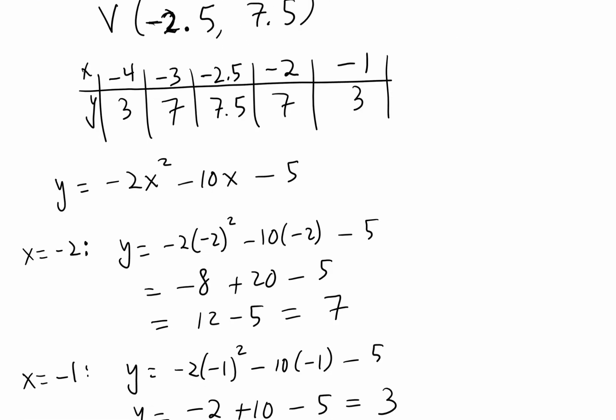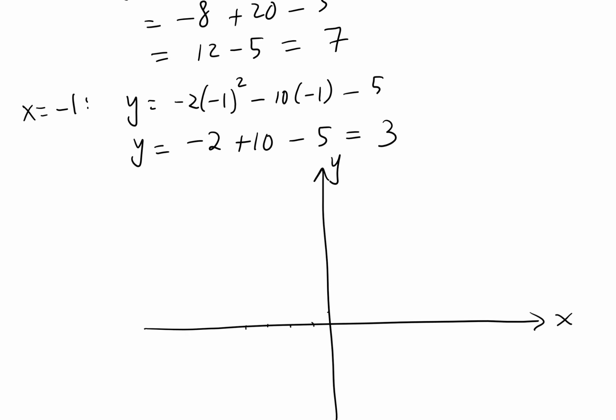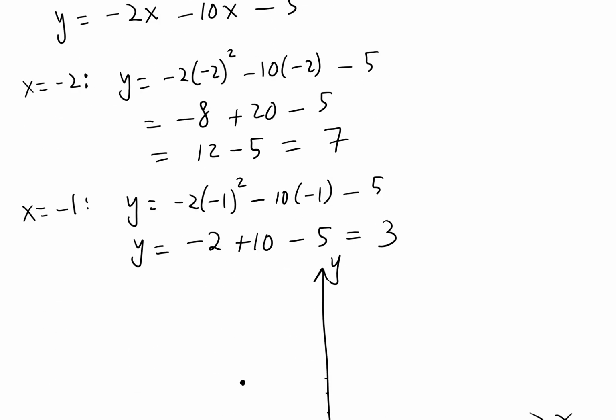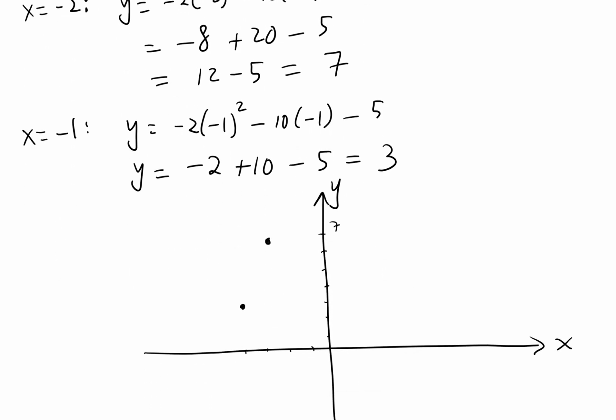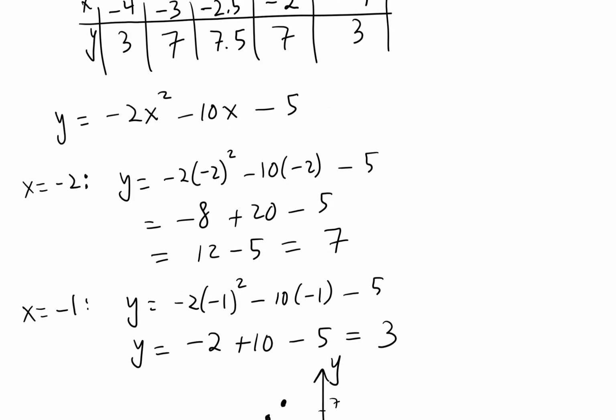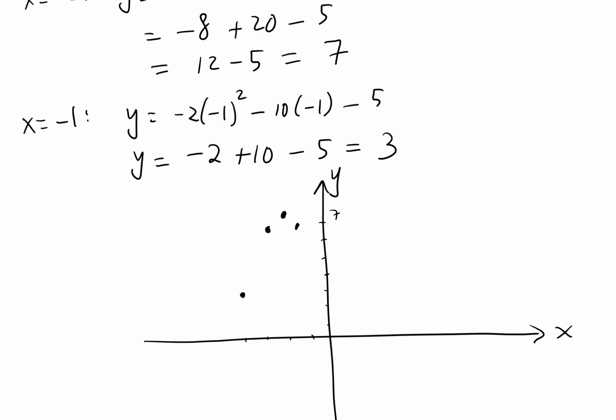So we can graph this one now. Negative 4, 3. Negative 3, 7. Negative 2.5, 7.5. Negative 2, 7. Negative 1, 3. Any questions about this?